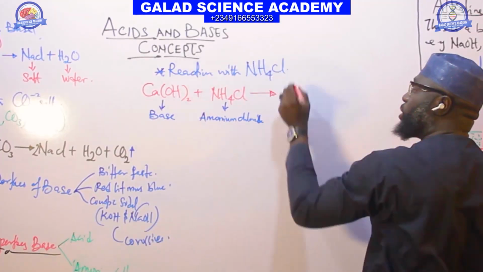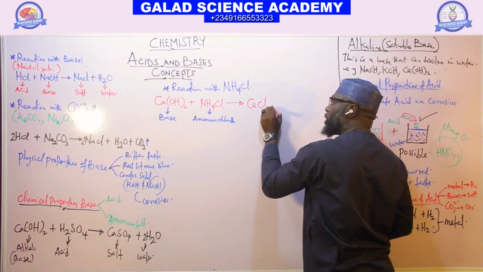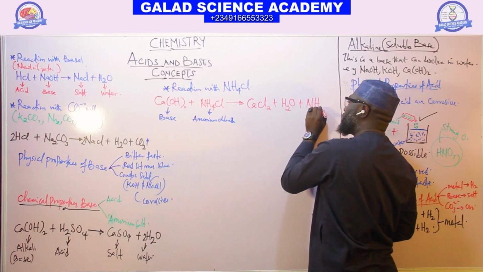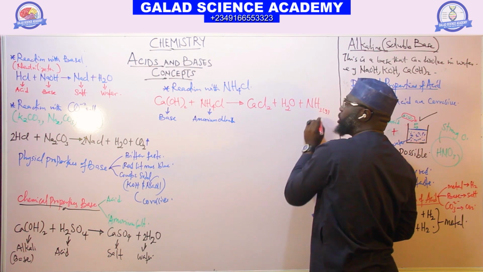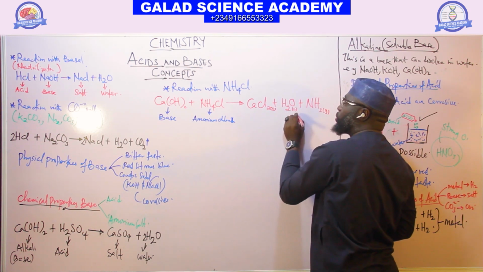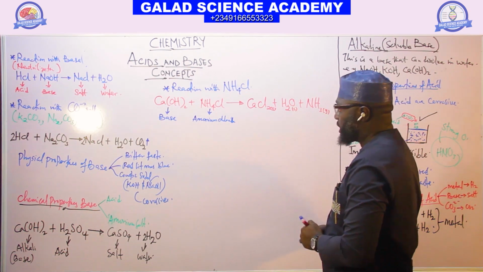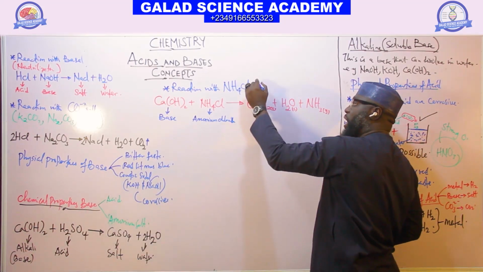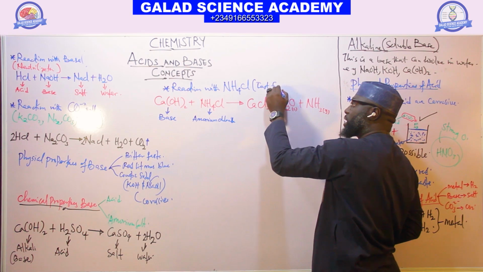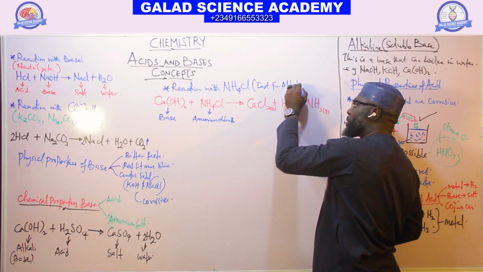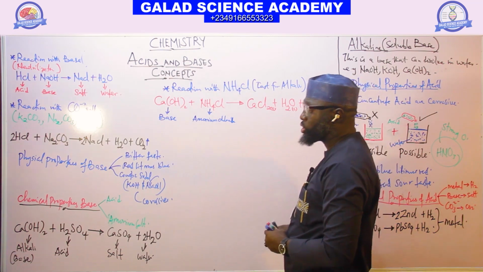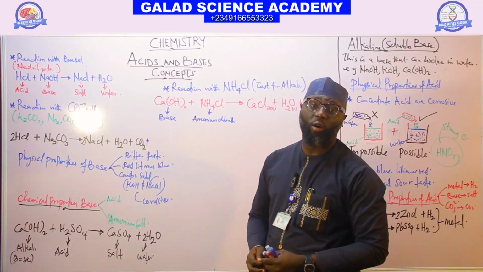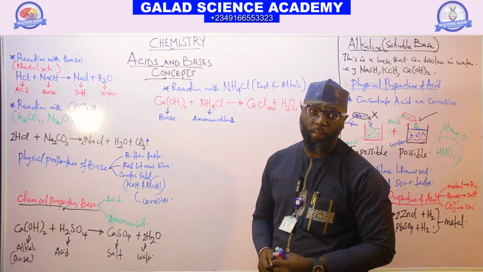So the products here are calcium chloride plus H2O plus NH3, which is ammonia gas. This one is solid, and this one is liquid state. So this reaction is also known as the test for alkali. Those are the two chemical reactions which the base can undergo.